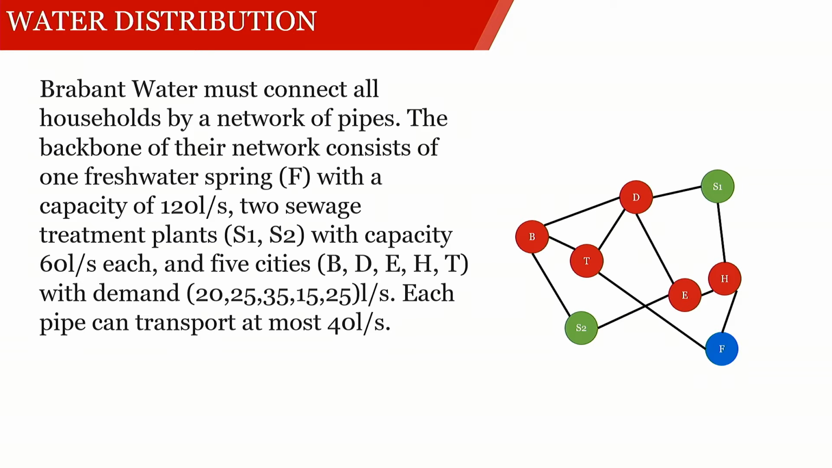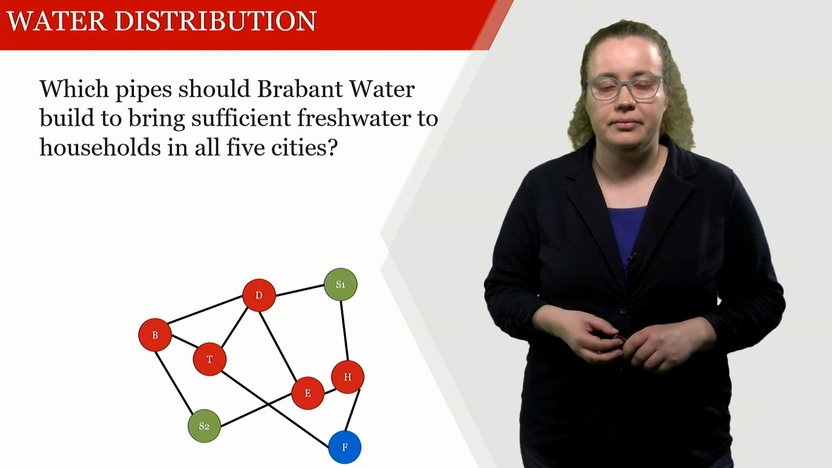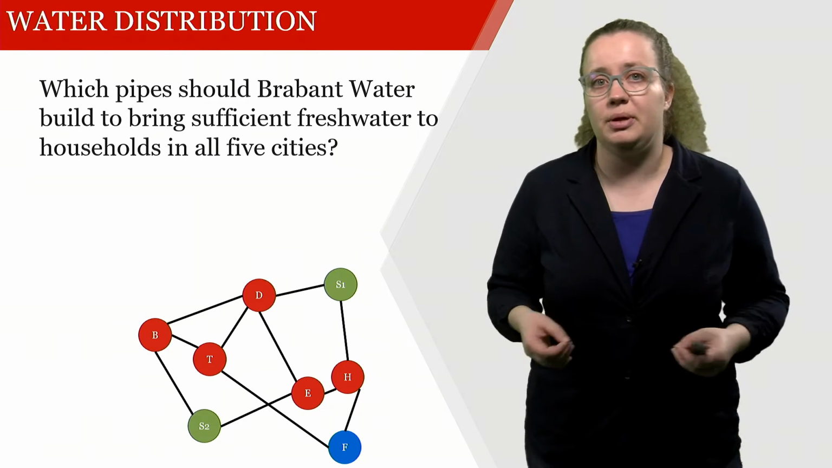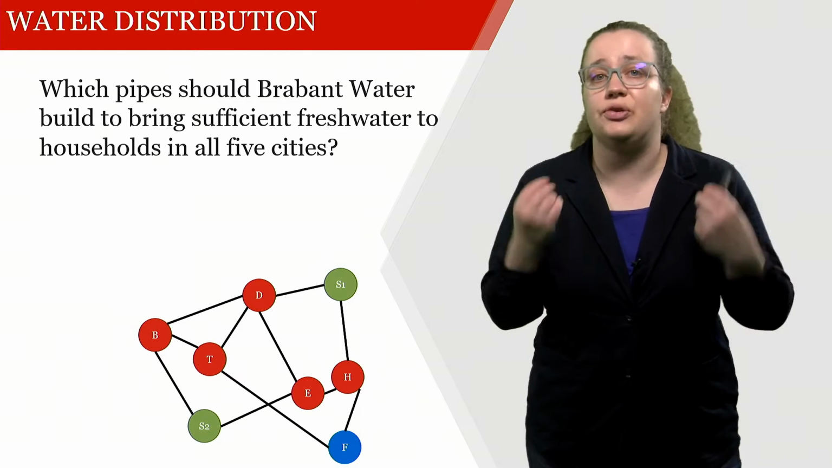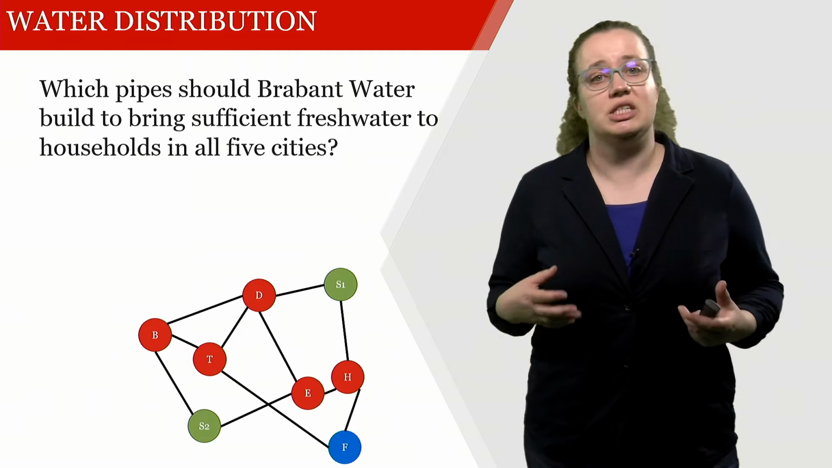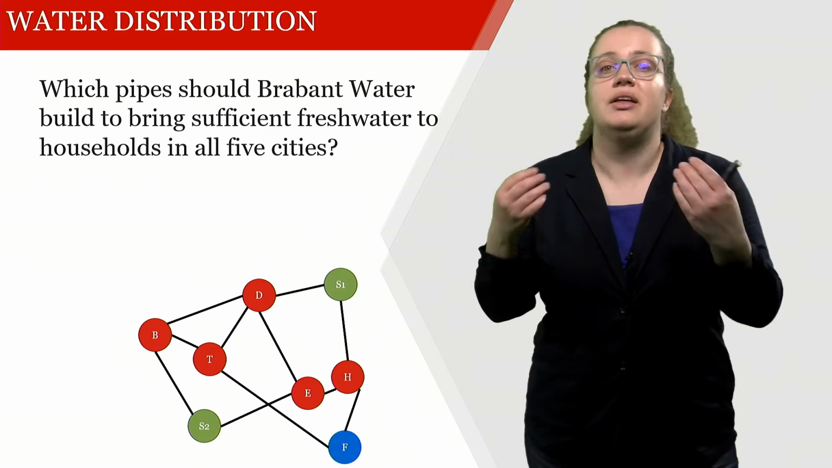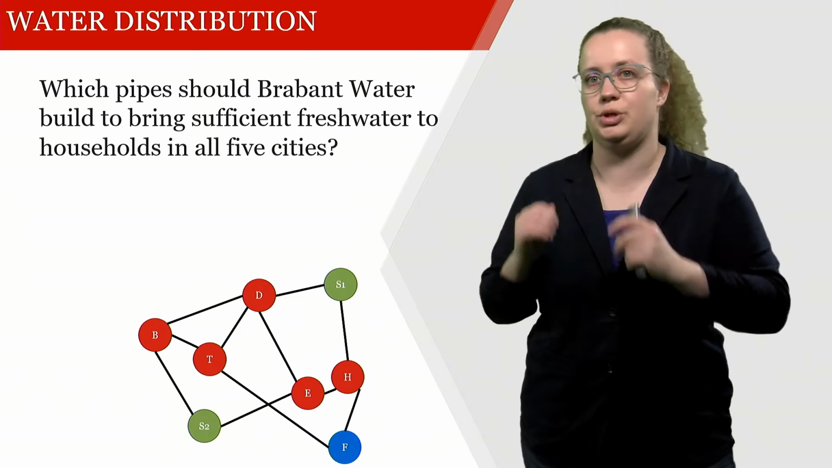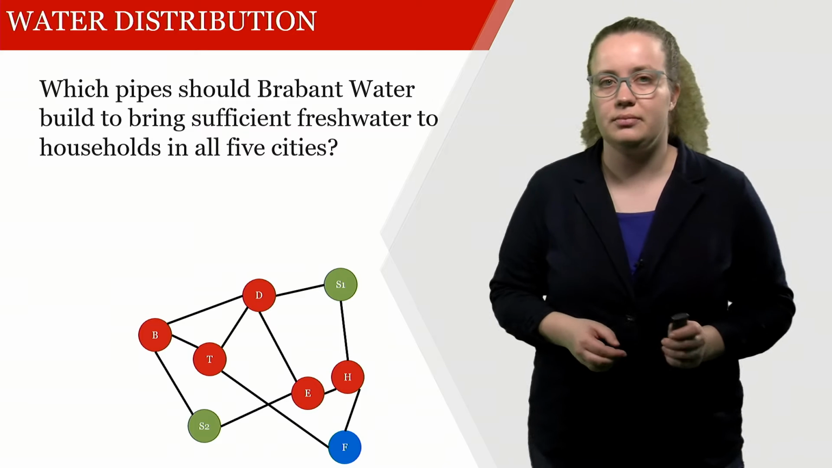So if we look at this problem, let's think about how we can formulate this. What we would like is to formulate the problem in which Brabant Water brings sufficient fresh water into the households in all 5 cities. At this point, we're ignoring the fact that this water eventually also has to move from the households to the sewage water treatment plants.